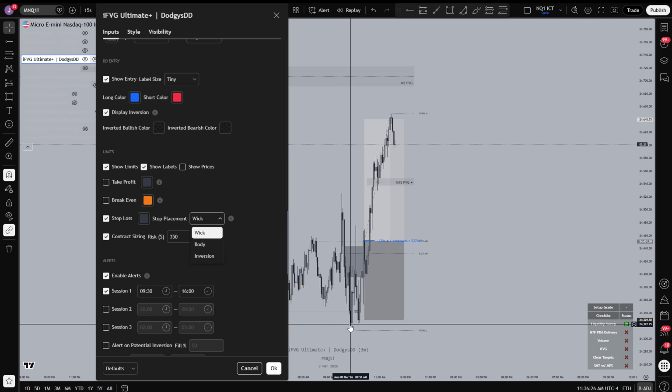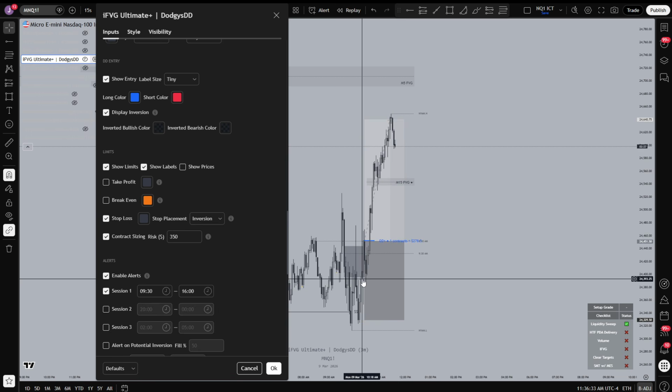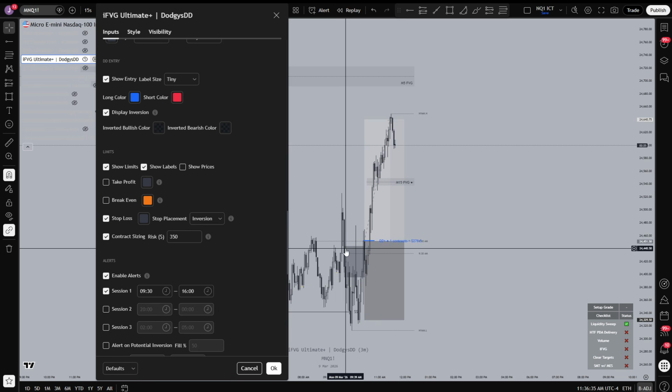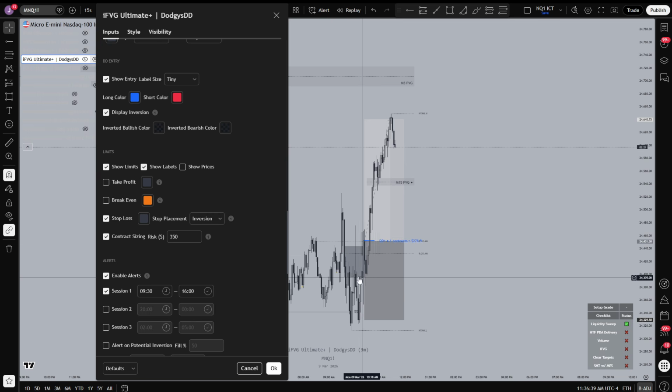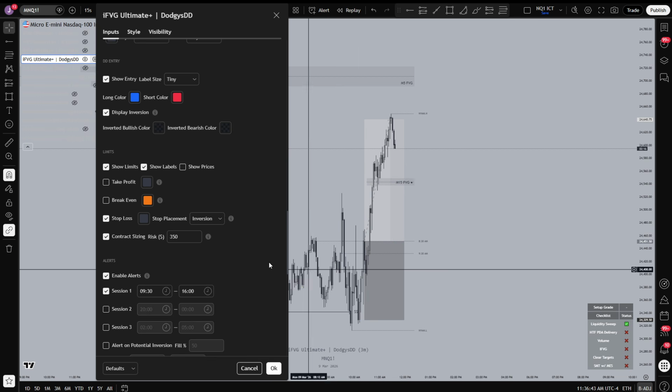The body would be right here, right? So it would be the body of the lowest point that we actually dug into the fair value gap, and then the inversion would be this lowest point right here of the inverse that we actually inversed. I don't recommend this because this is super high risk reward, but you guys can.